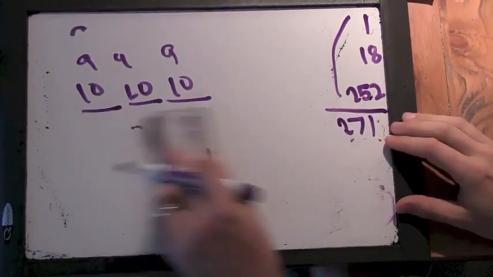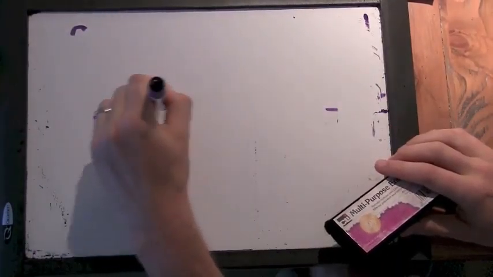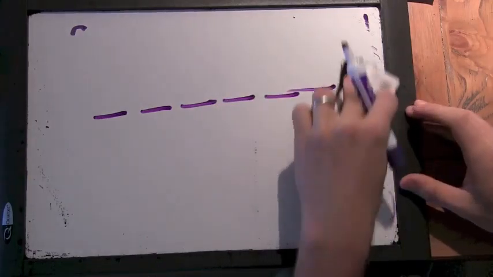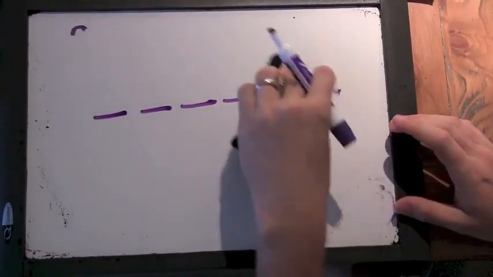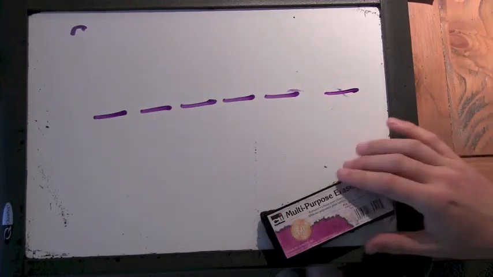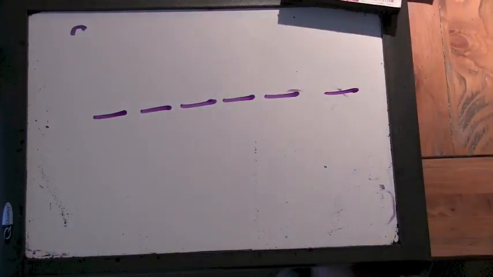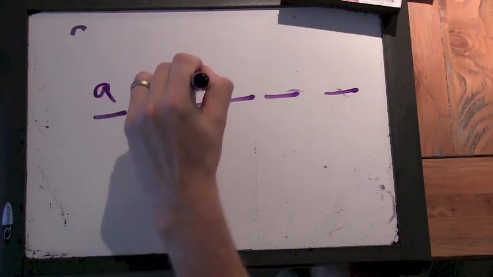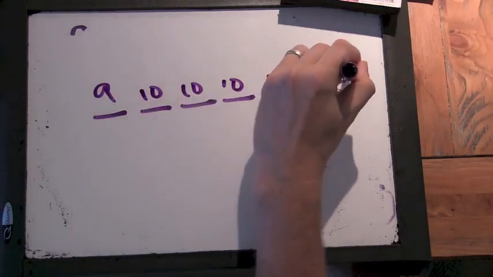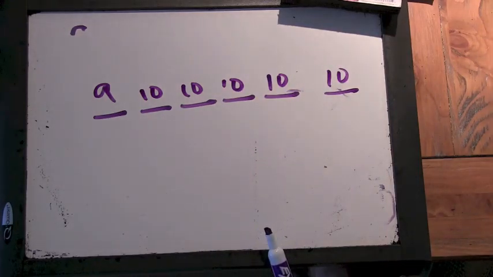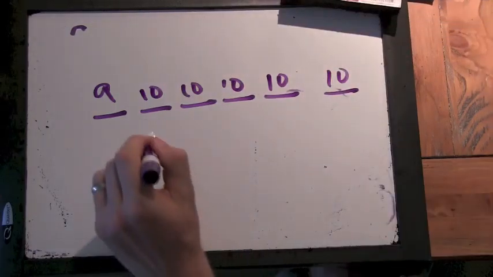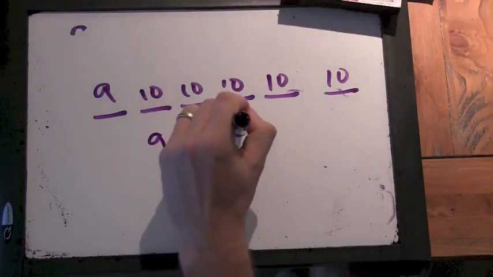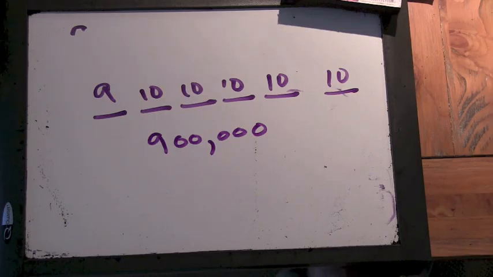All right, so this time we're doing 6-digit numbers all on their own. So 1, 2, 3, 4, 5, 6. No zero is the first digit. How many total 6-digit numbers are there? Well, you've got 9 times 10 times 10 times 10 times 10 times 10, which is 900,000.